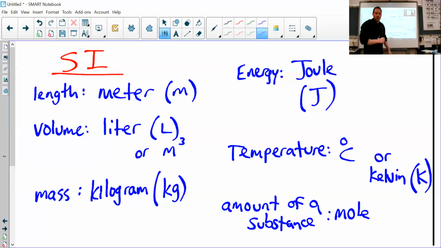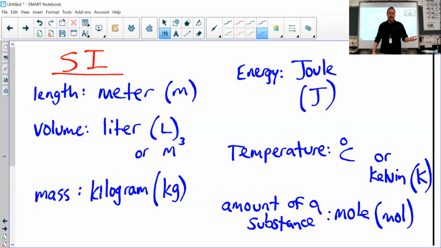M-O-L-E, which we abbreviate as mol. You're going to save tons of time this year abbreviating that. M was already taken by things like meter. So the amount of substance is a mole. You know how the word dozen means 12 of something? The word pair means 2 of something? Well, the word mole just means 6.022 times 10 to the 23rd, which you don't need to write down.